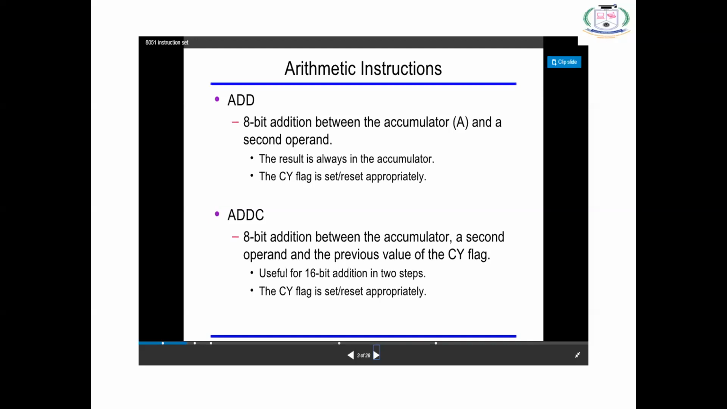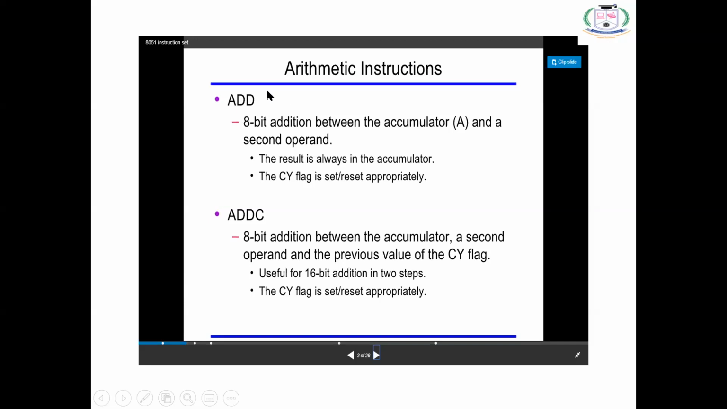Add: 8-bit addition between the accumulator and the second operand. The second operand may be a register, or it may be an address, or I will specify an indirect address, whatever it may be. But you remember, add A. If I give A plus A, add A comma R0 means A plus R0. Add A comma R1 means A plus R1. Add A comma 32 means A plus the address that we will take.